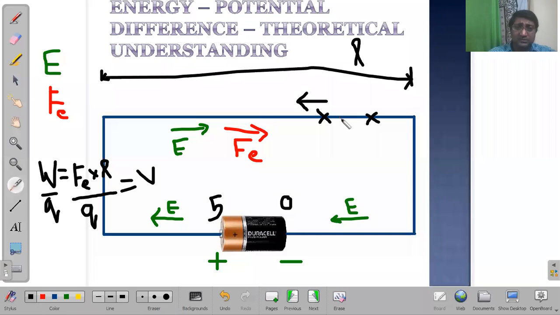Okay. So that's about potential difference, the theoretical aspect. If you observe this formula, we can define potential difference theoretically. It is the amount of work done. Look at the numerator: it is the amount of work done on a unit charge to move it through a particular distance L. Or it is the difference in potential between 2 points. Between 2 points, the difference is called the potential difference.